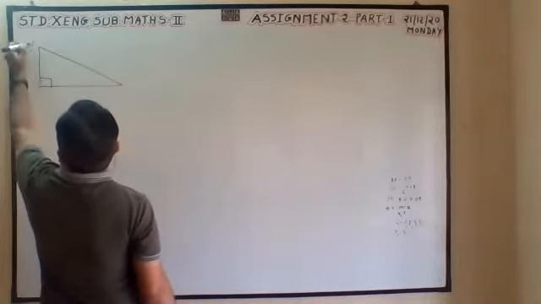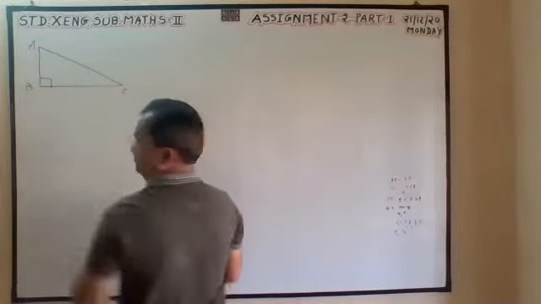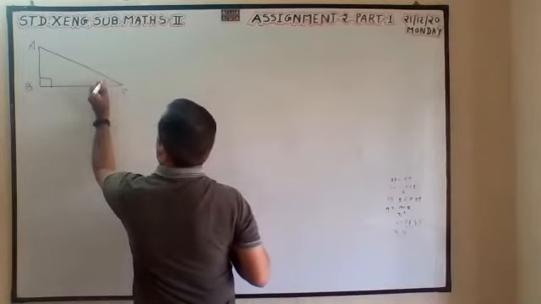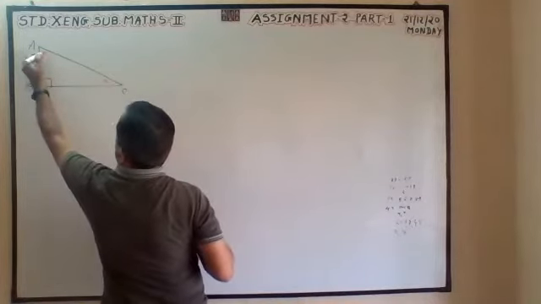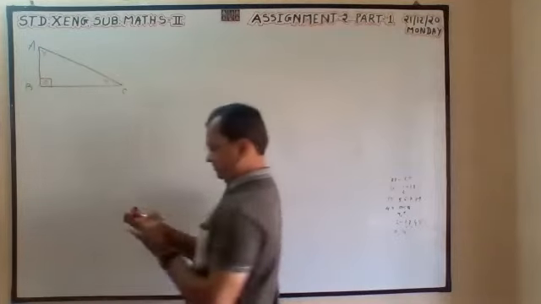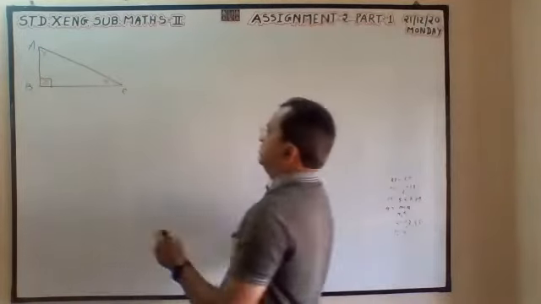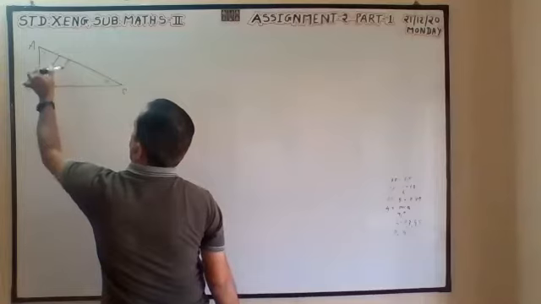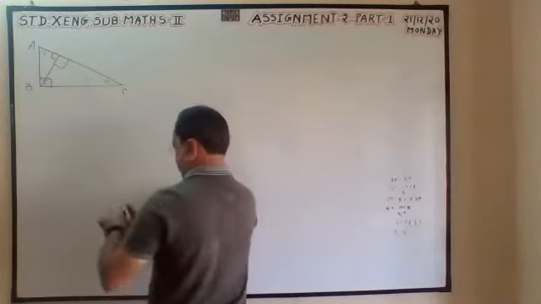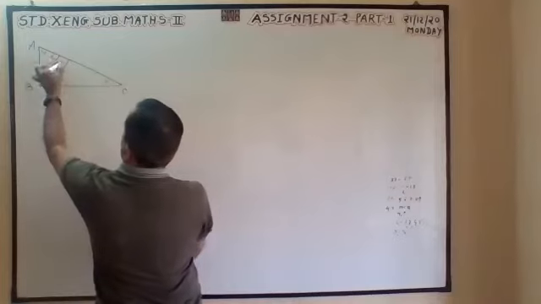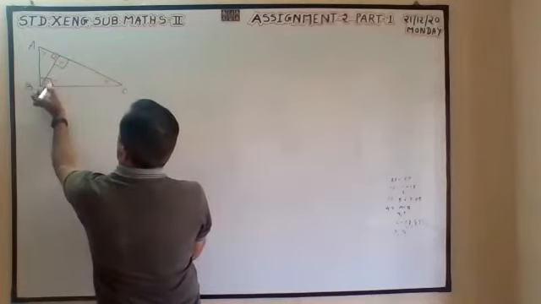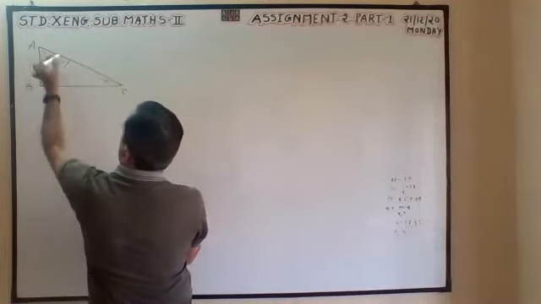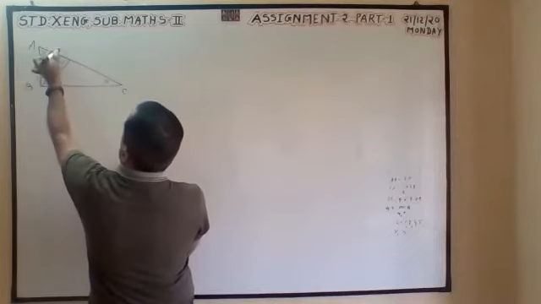This is 90. Now, from smallest to bigger, x, y, and 90 means z. Now, if I draw one perpendicular from this vertex B, this is 90, this is 90. Again x, y, and z. So three triangles form.